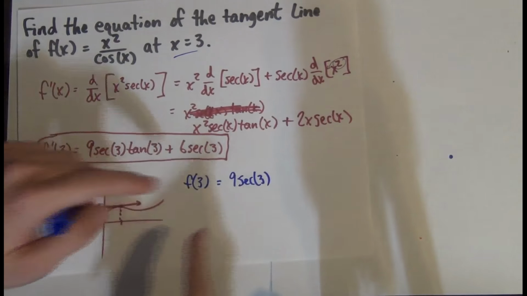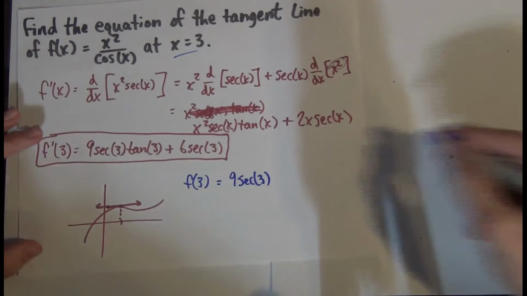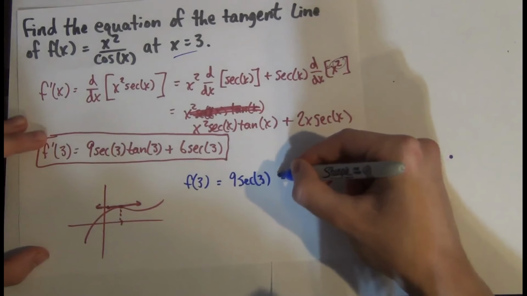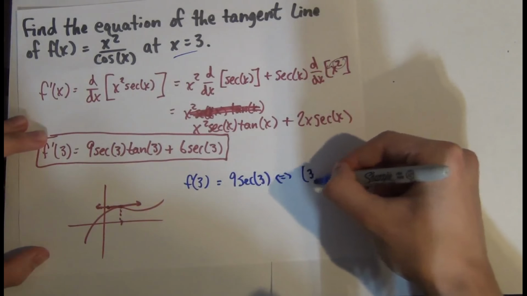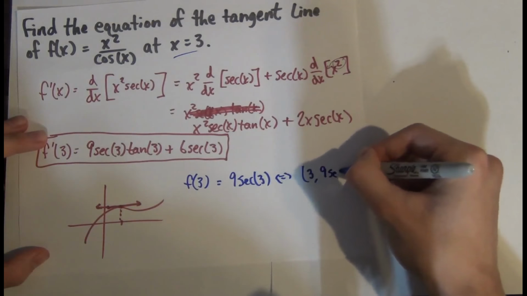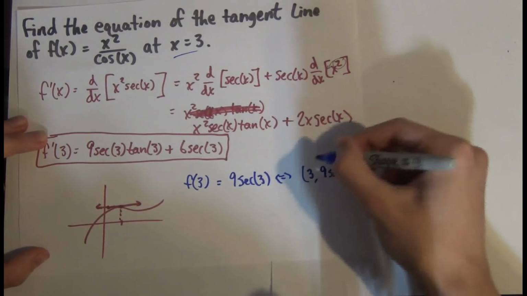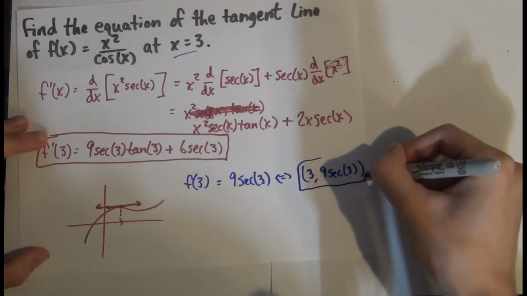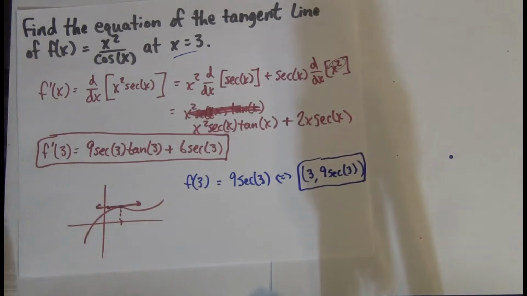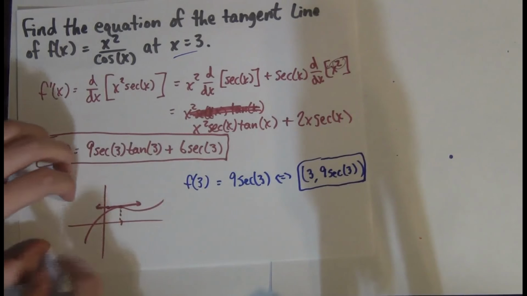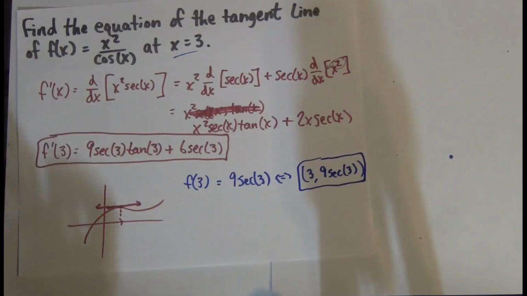So that's my y value. So if I'm looking for a point, my x value is 3, and my y value is 9 secant of 3. So if I want to put these together, I'm going to use point-slope form. If you don't remember point-slope form, I'll go over it in just a second.